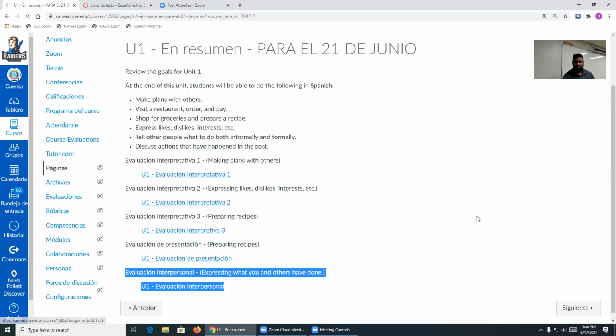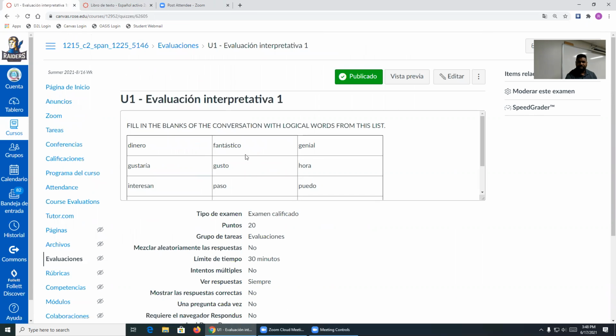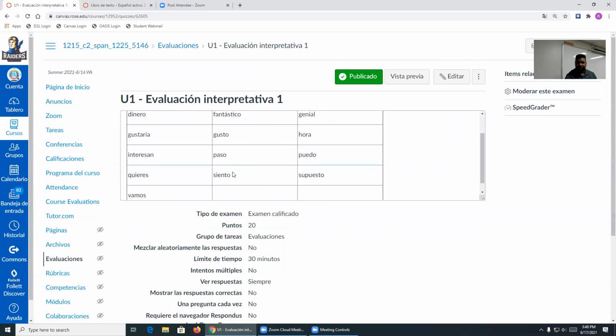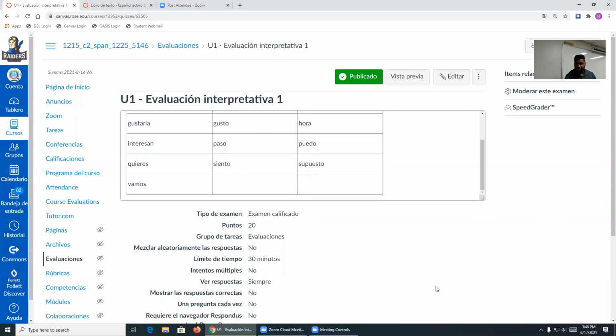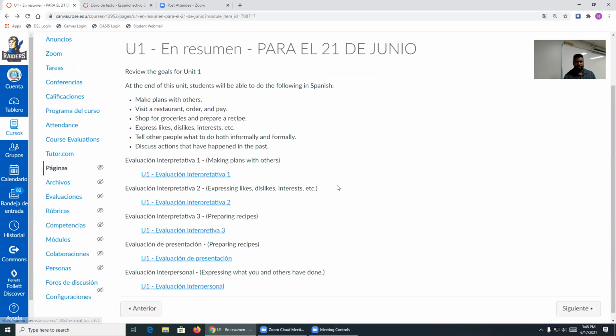So let's look at the first one, evaluación interpretativa. You have a word bank here. You want to fill in the conversación. When you click to start this one, you want to click the word or type in the word that best fits. So you have a conversation, A and B conversation. You fill in the blanks with the appropriate word.